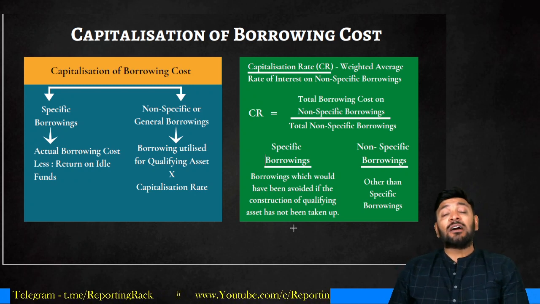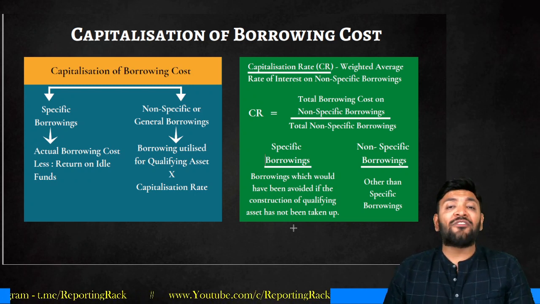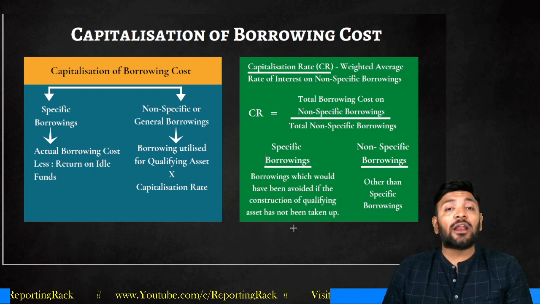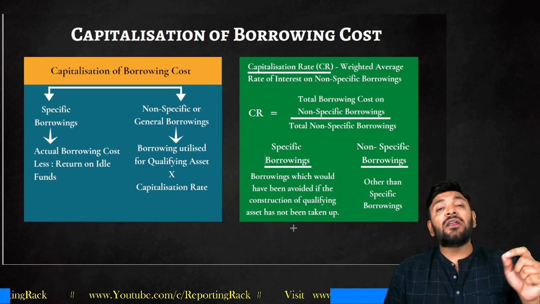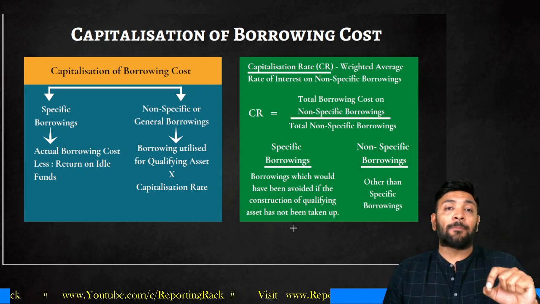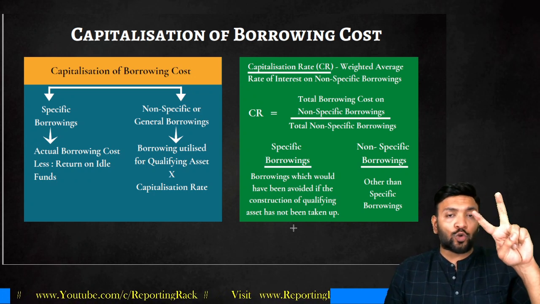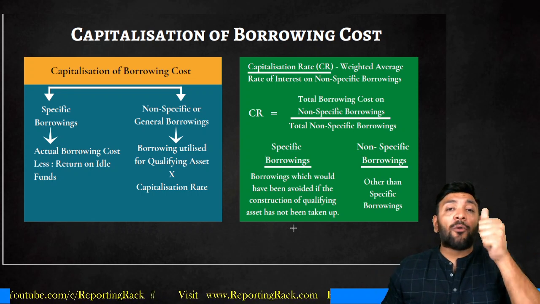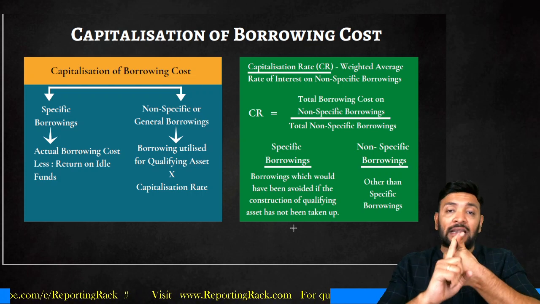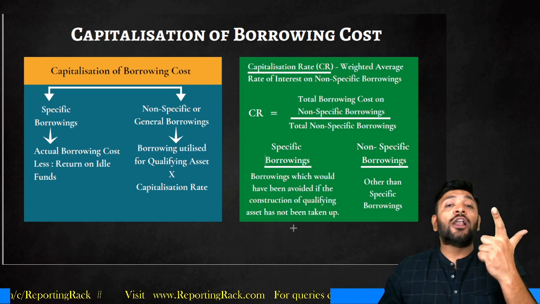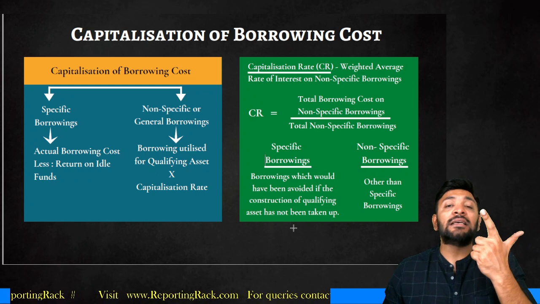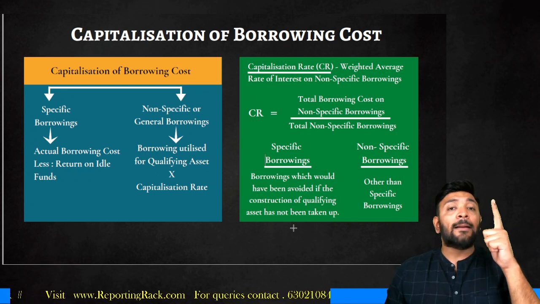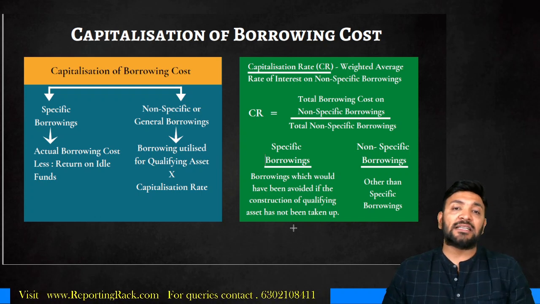Once you have identified that there is a qualifying asset to which borrowing cost should be capitalized, then how much of the borrowing cost should be capitalized? To identify the amount eligible to be capitalized, I will split the borrowing into two types. On specific borrowings, I will take actual borrowing costs reduced by savings on idle funds. Number two, on non-specific or general borrowings, I will take the amount utilized towards the qualifying asset multiplied by the capitalization rate.